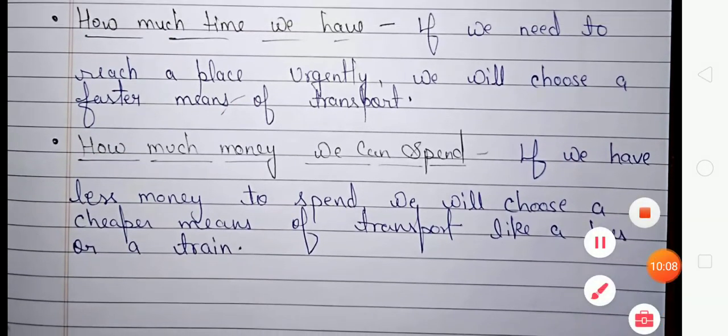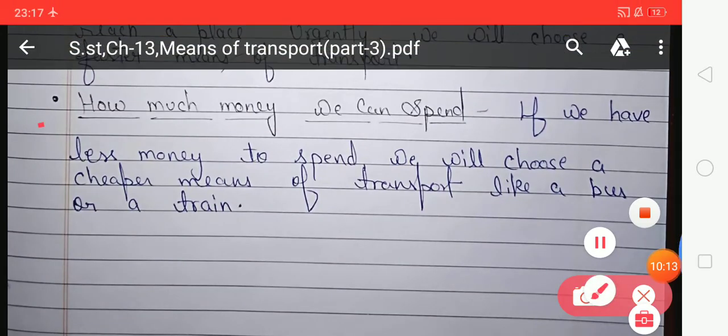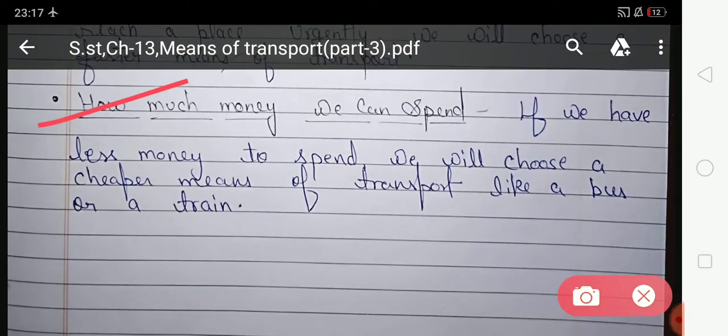Next one is how much money. How much money we can spend is also a factor that affects the means of transport. If we have less money to spend, we will choose a cheaper means of transport like a bus or a train.